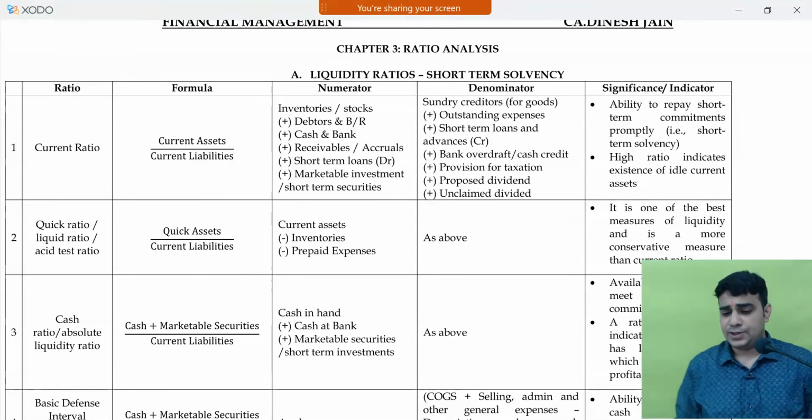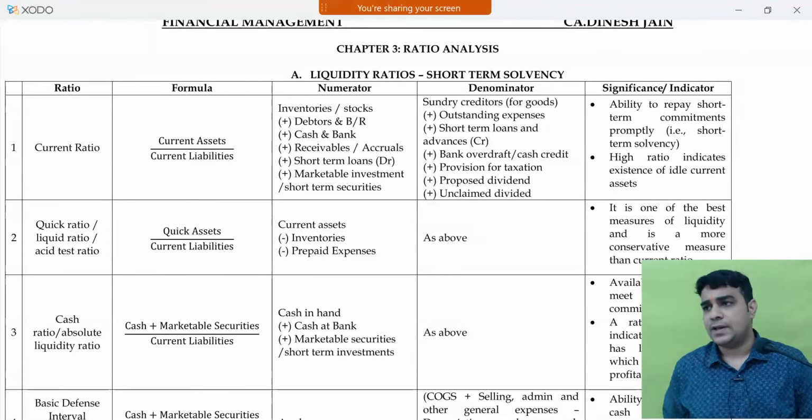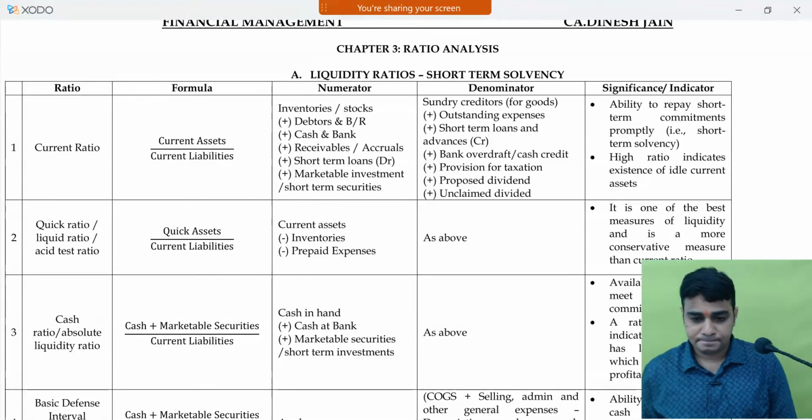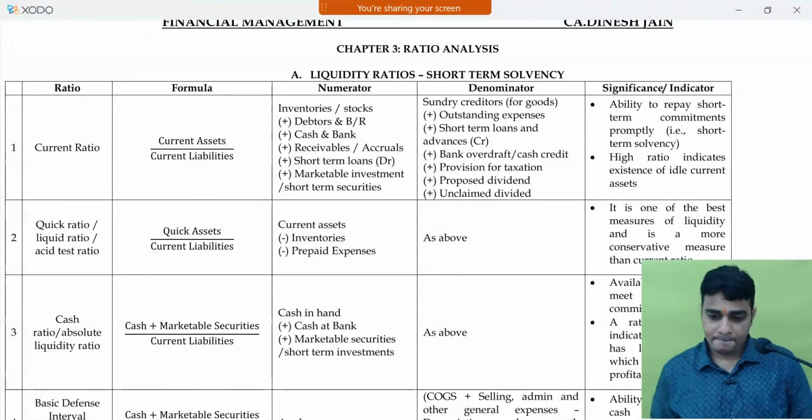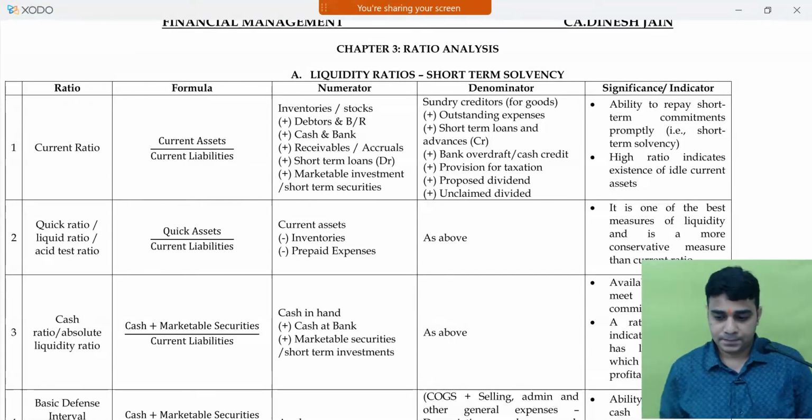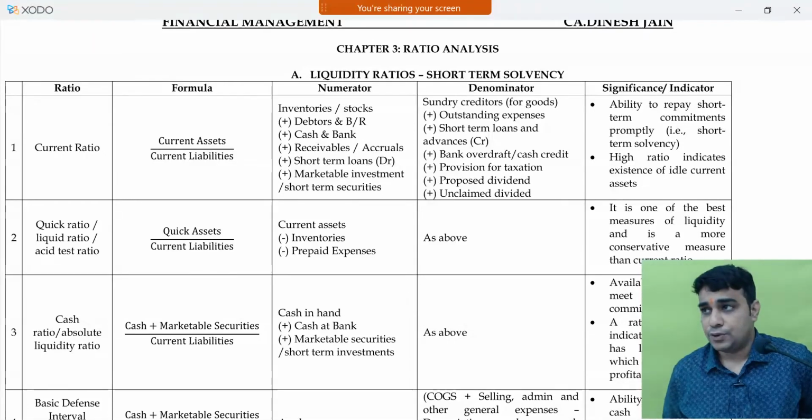Please go through the various ratio formulae. When I start solving questions, then you will struggle. Please start going through the formulae. Guys, the time is given for you to go through this, please.